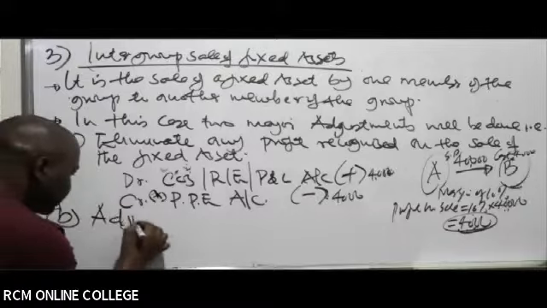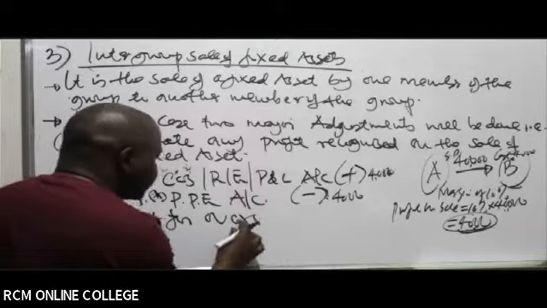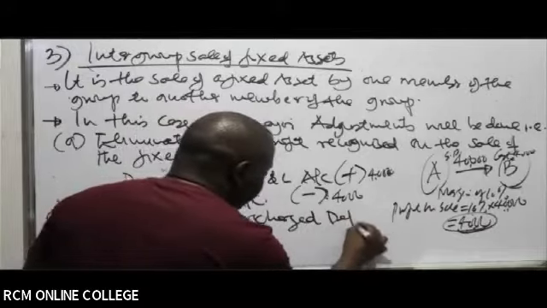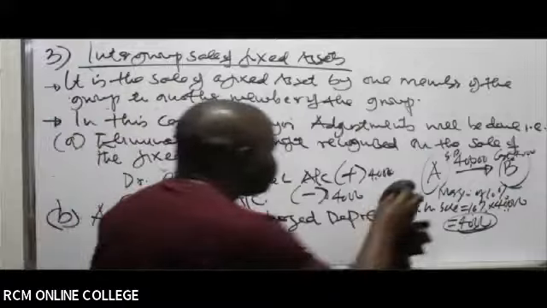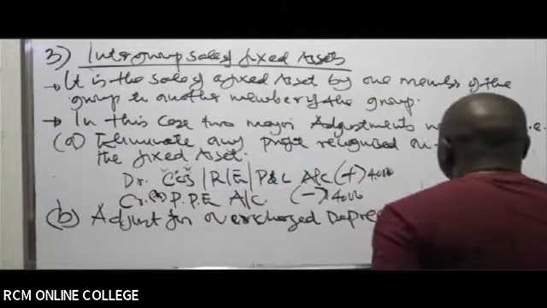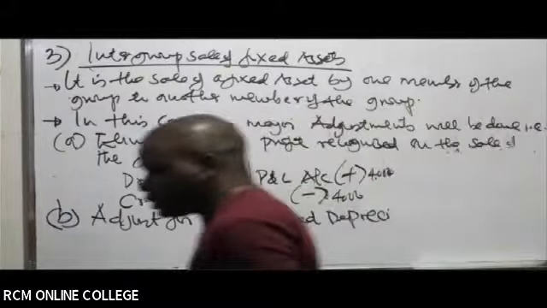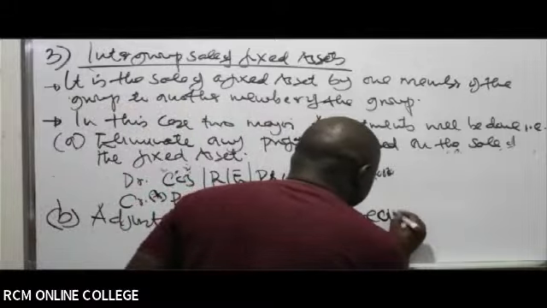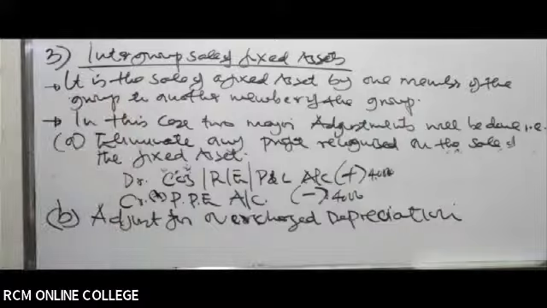Adjust for overcharged depreciation. Say it like that. Adjust for overcharged depreciation, because it is an overcharge, because you can see the PPE was recorded with a problem.